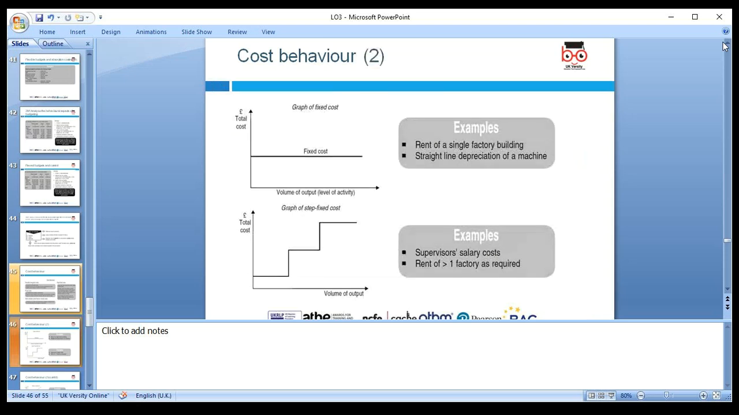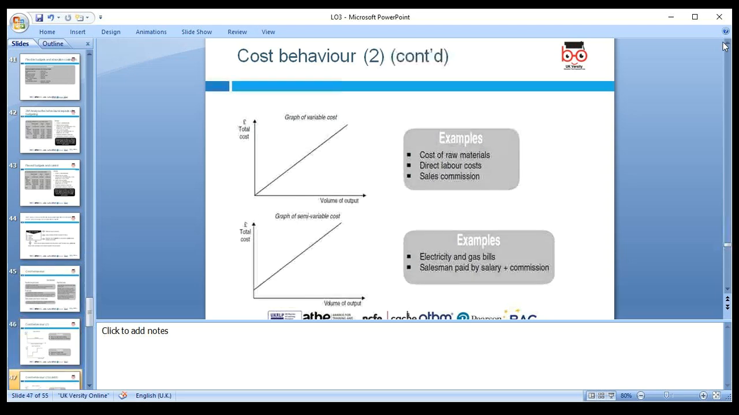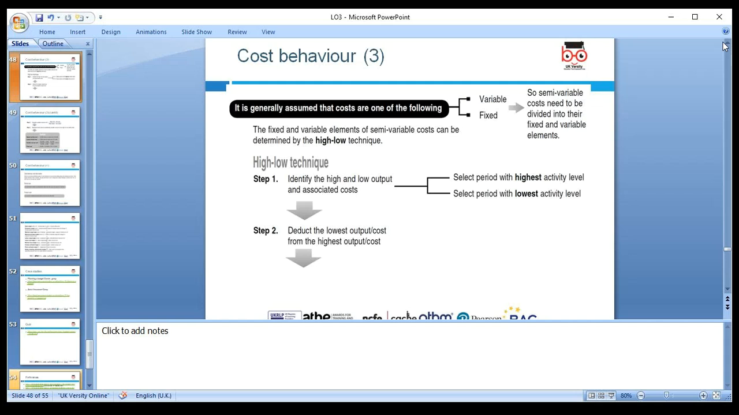Step cost means the cost changes. Like fixed cost never stays the same, it can be in steps. So all has been explained here. Fixed is a straight line, step can go up. If we have a capacity, up to the capacity it is fixed, but if we have more people, we need to hire more rooms, we need more space. So cost behavior is: variable is what changes, semi-variable is fixed and variable together.